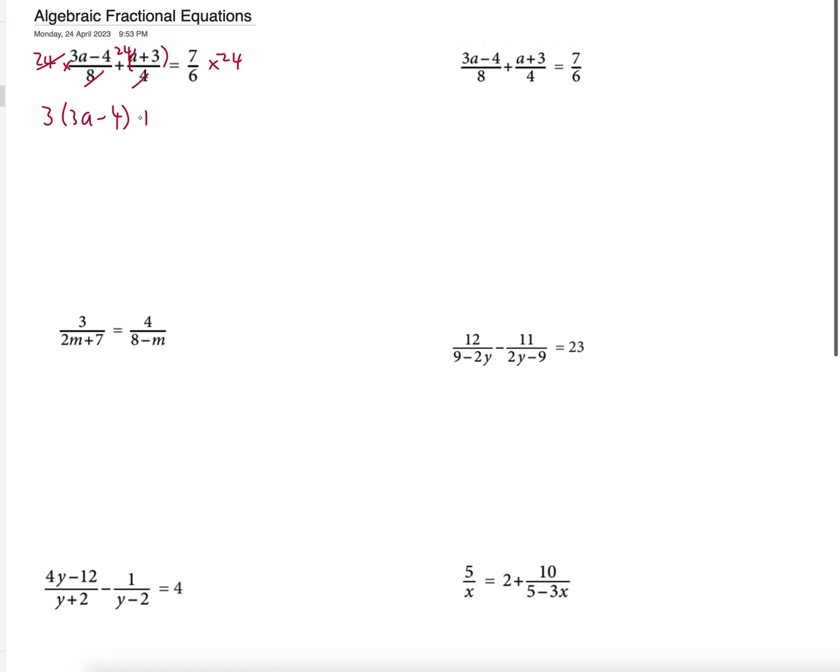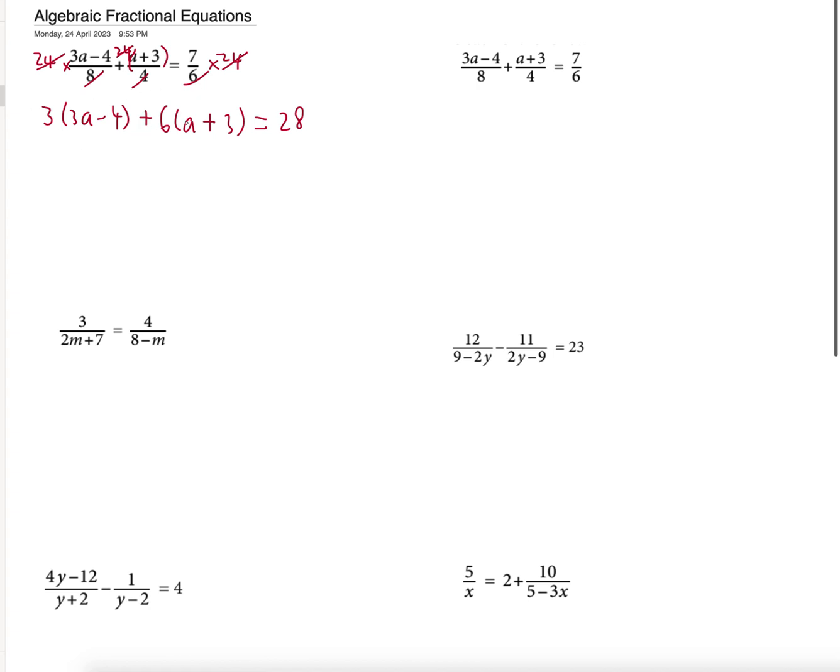Cancel the denominator. And cancel the denominator. We can only multiply throughout by the same number for equations. So for expressions, which we have done earlier on, we cannot multiply throughout by the LCM. Okay, so this is 4 times 7 is 28.